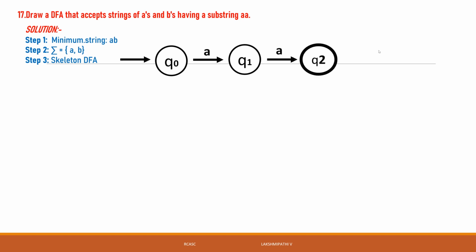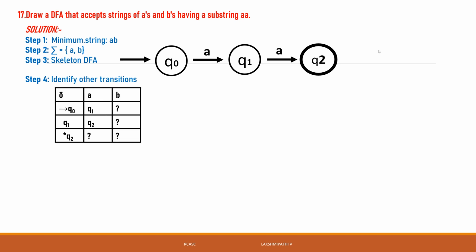I will give Q2 as the final state. Now, the undefined states are... once we know the skeleton, it is easy to find those undefined states. The undefined states are Q0 of B, which we don't know, Q1 of B also, Q2 of A, and Q2 of B.